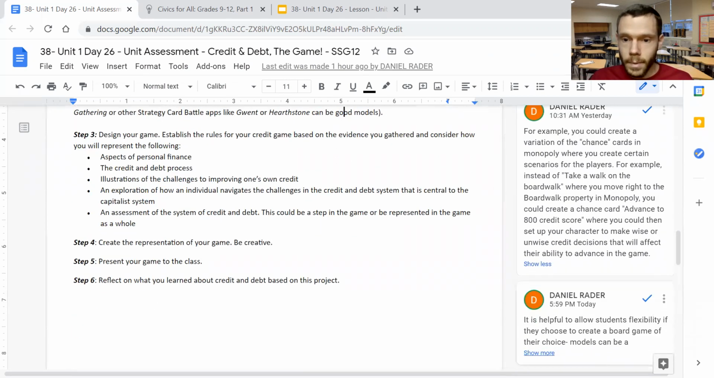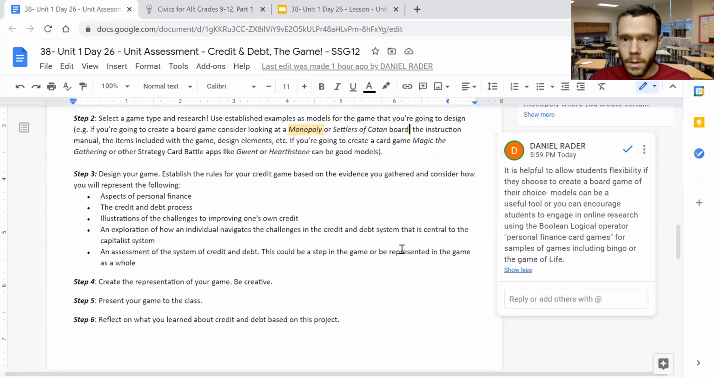And likewise, the comment I included here, I just want to highlight it so that we can all see it. It is helpful to allow students some flexibility, if you have the time and space to do so, to create a board game of their choice. Models can be a useful tool, or you could also just encourage your students to engage in some very basic online research. They could use some of the Boolean logical operators, such as personal finance card games. And there are several examples that one can find in a Google search review, which can include bingo cards or even excerpts from the game of life.